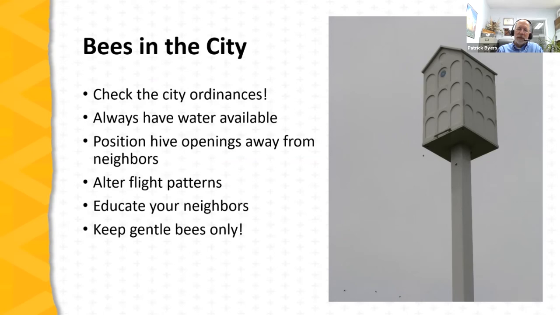This is an interesting picture here. I had a chance to visit a community garden in Kansas City that had several beehives. You think about beehives in a community garden, and you can think about some potential problems, but this garden was very proactive, and they actually placed their hives on top of tall poles. These poles were about 15 feet off the ground. And this did a couple of things. Obviously, it altered the flight patterns of the bees so that they were well up into the air as they moved into and out of the hive.